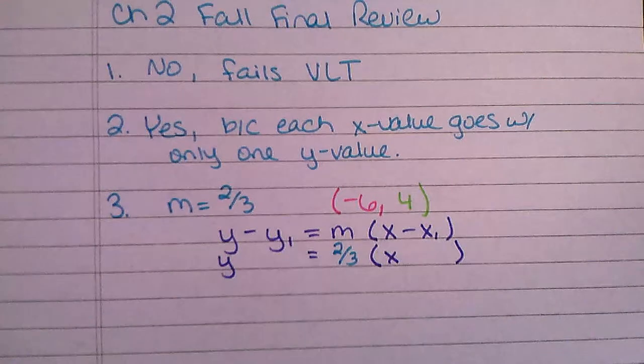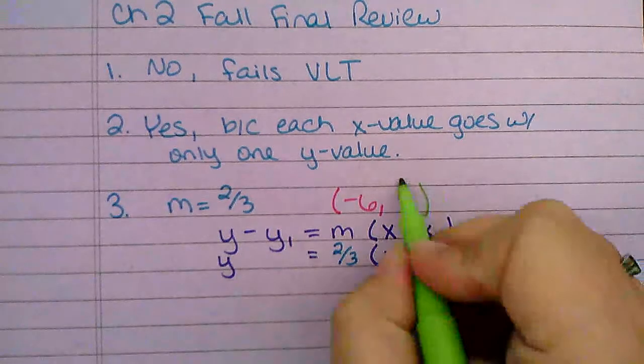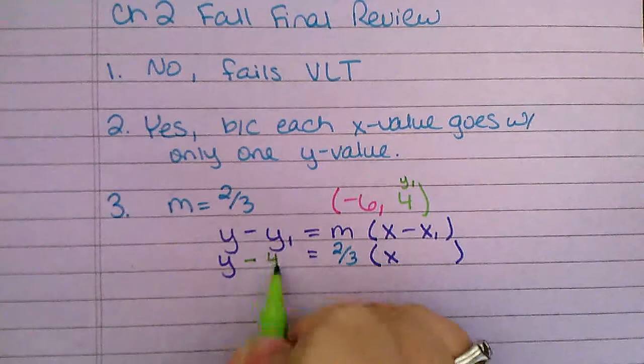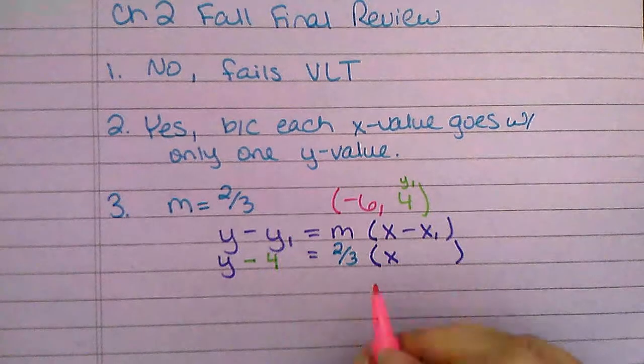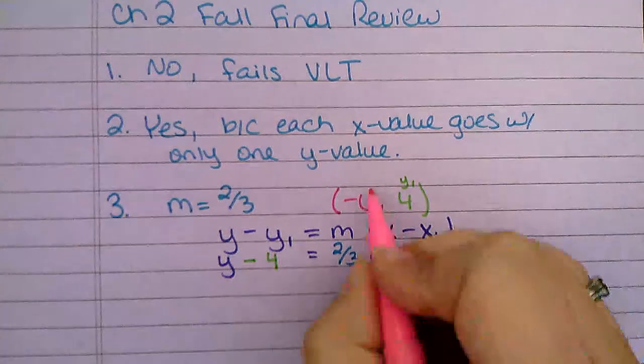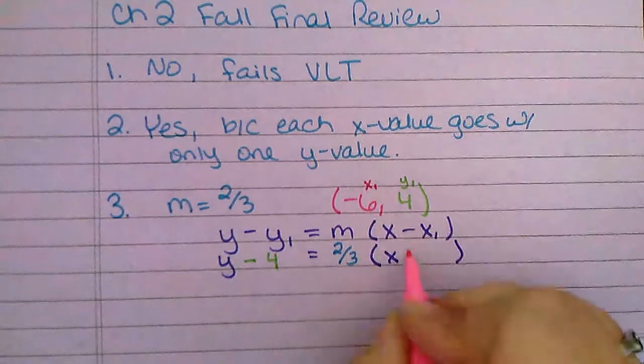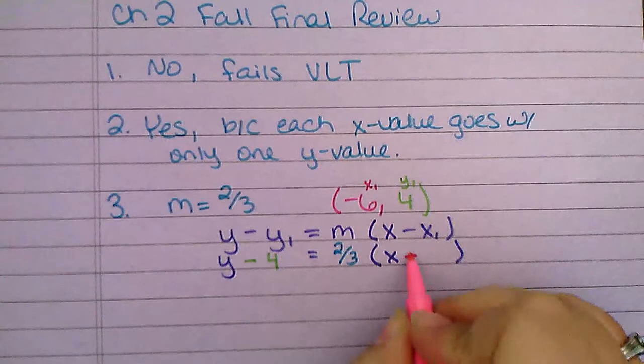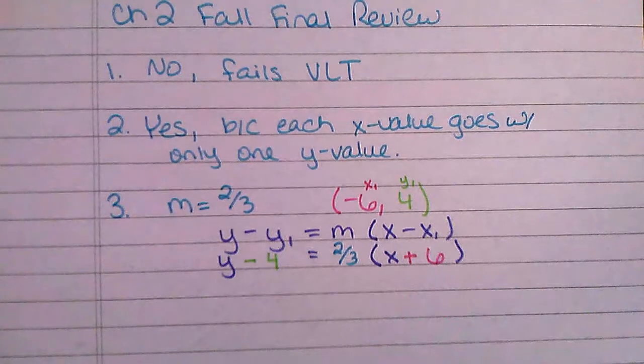So what do you think is going to go in place of y1? Well, hopefully you could tell by the color that I picked up. It's going to be the y value of my point. So it's minus that number. Inside the parentheses, it'll be the x value of my point. So it's going to be minus -6, but minus -6 is going to change that to +6.